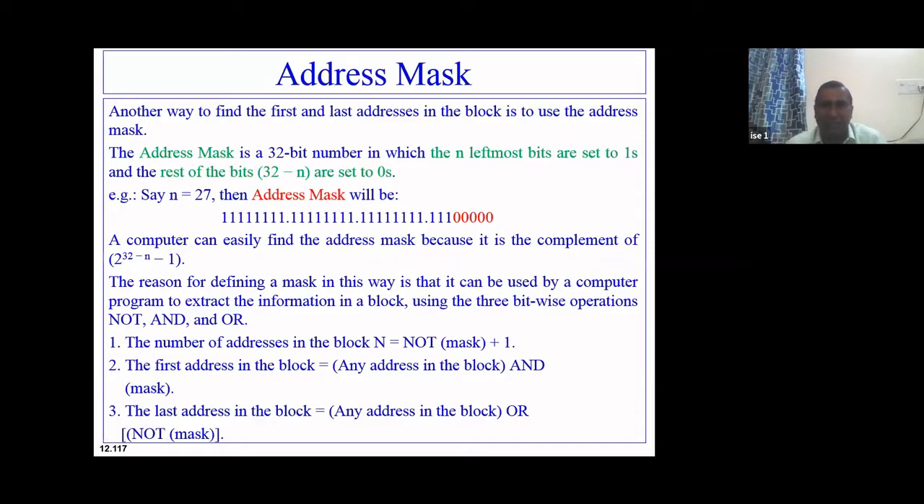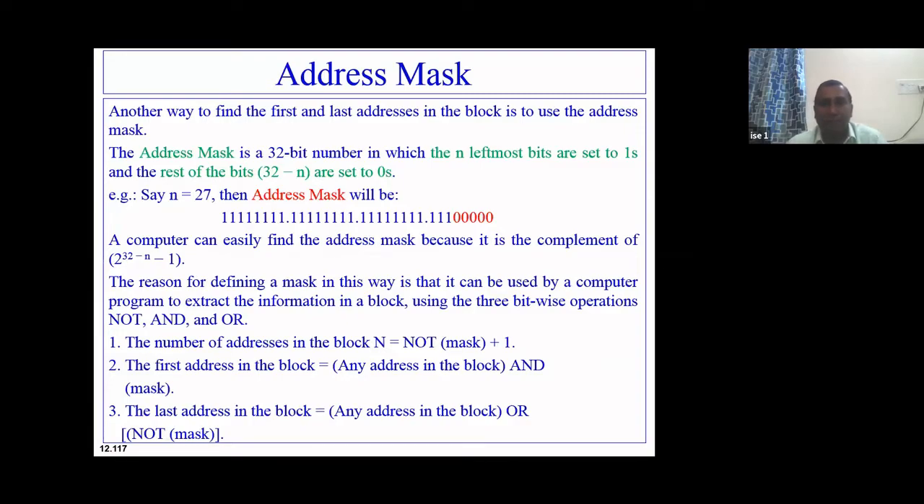We'll also have a concept called the address mask. Using the address mask, we can also get the first address and last address from a given address. The given address will always be some in-between address, but from it I want to find the network address. So the question arises, how do I find the address mask? The address mask will always be 32 bits in size.